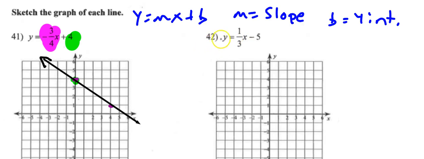So when you try number 42 on your own, remember you're going to start down at negative 5, and you're going to go, it looks like, up 1 over 3. Good luck with that. And then come back to me when you're ready for number 43.